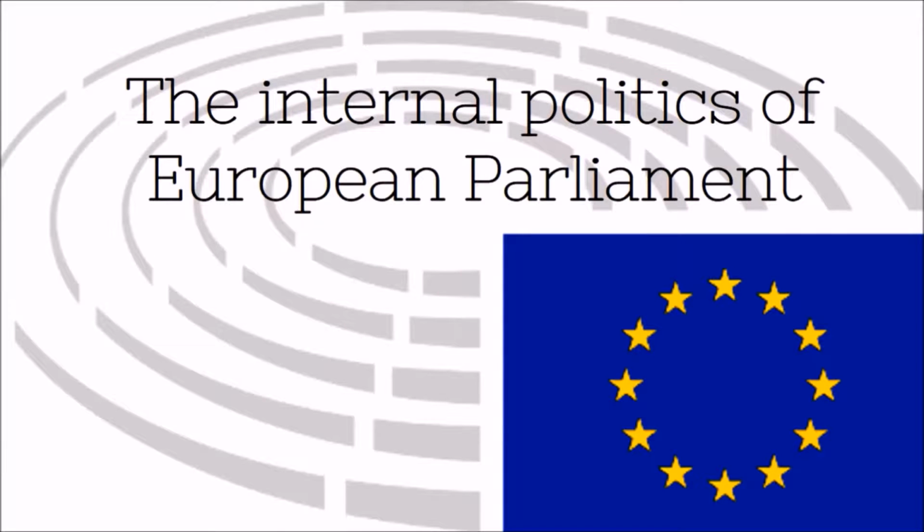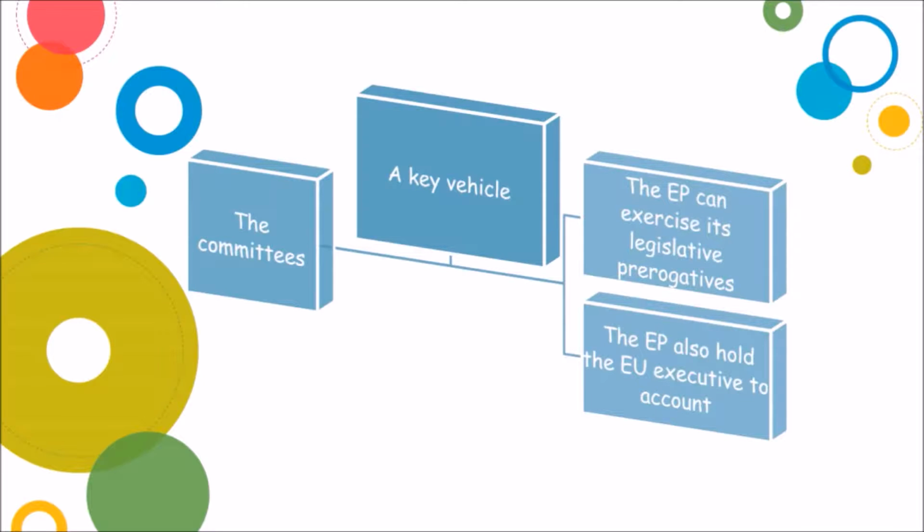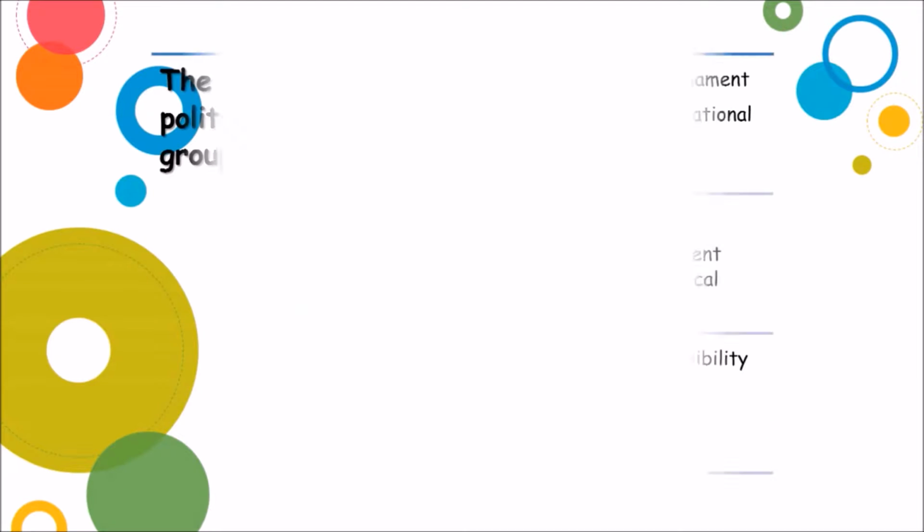The internal politics of the European Parliament. The European Parliament has been characterized as an institution composed of strong committees and weak parties. The committees have been viewed as a key vehicle through which the EP can exercise its legislative prerogatives and hold the EU executive to account.